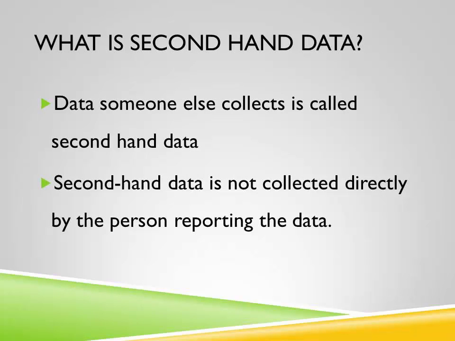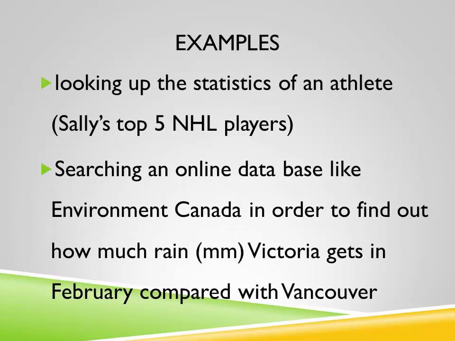Now let us consider what second-hand data is. Second-hand data is data someone else collects. Second-hand data is not collected directly by the person reporting the data. Some examples of second-hand data are looking at the statistics of an athlete, for example, Sally's top 5 NHL players, or searching an online database like Environment Canada in order to find out how much rain Victoria gets in February compared with Vancouver.